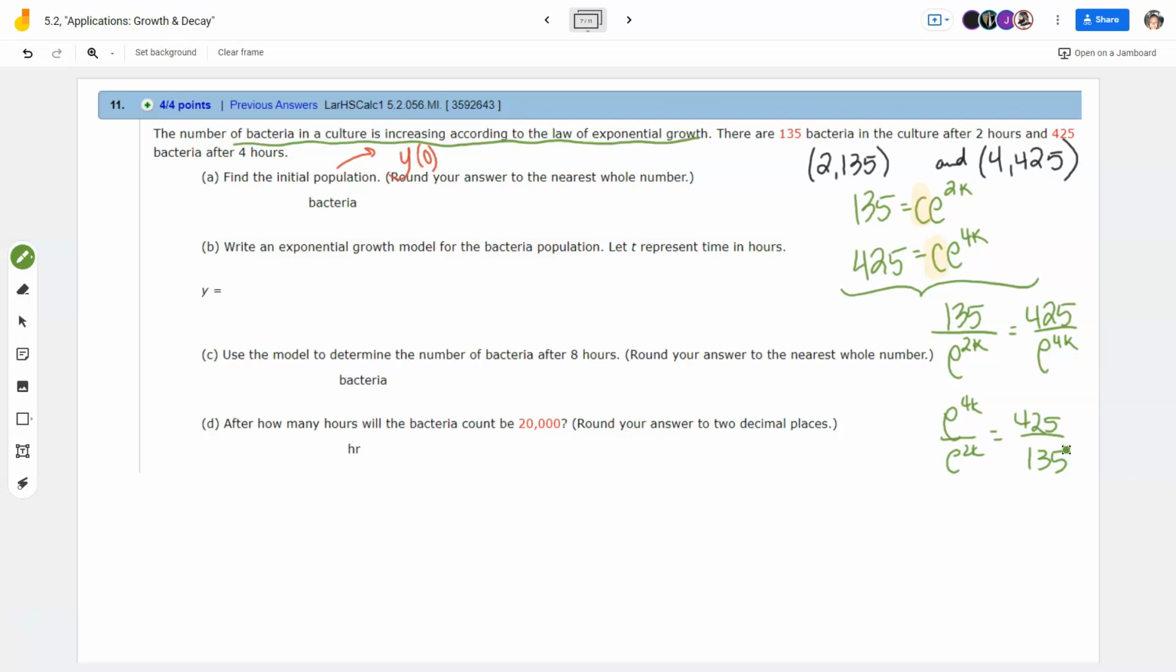The really cool thing about that is I can just subtract those exponents, so e to the 2k is equal to... Is this the one you were doing this morning, Lucas? I think it is, right? The 425 over 135. That can reduce as a fraction.